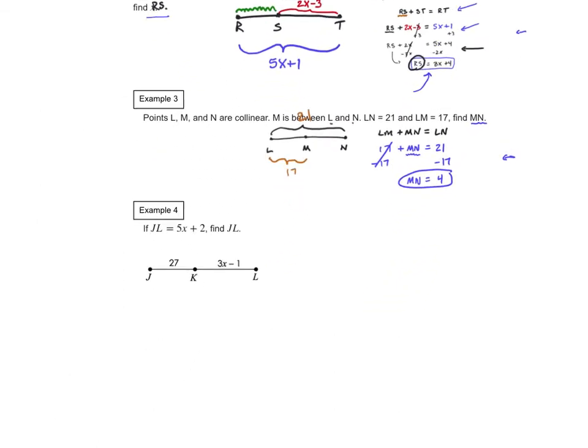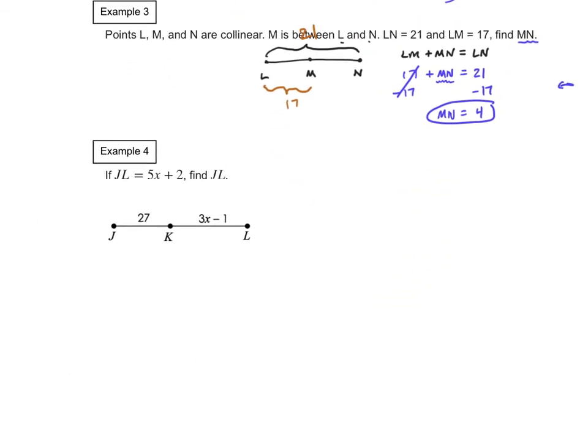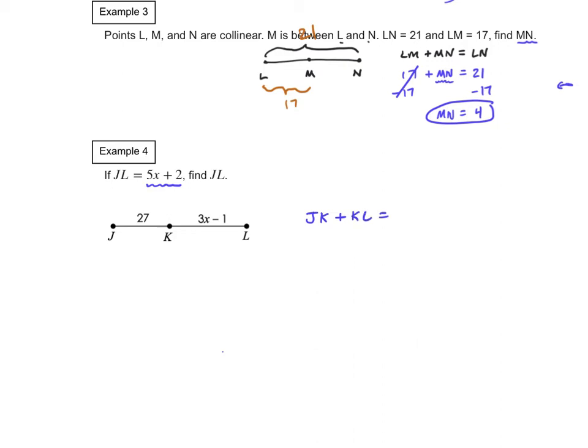And let's see here, example number 4. Well, it says if JL is 5x plus 2, find JL. Well, they gave me some unknown value, and I think when they say find JL, they want to know what the actual measurement of it is. But let's think, what do we know? We have two segments, a point in between, so my segment addition tells me that I know that JK plus KL is equal to the entire length of JL.